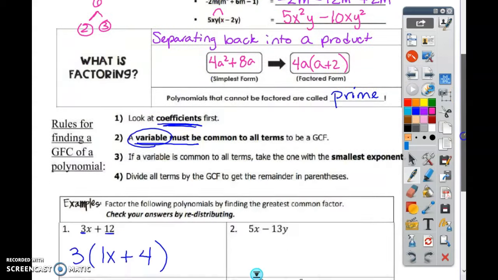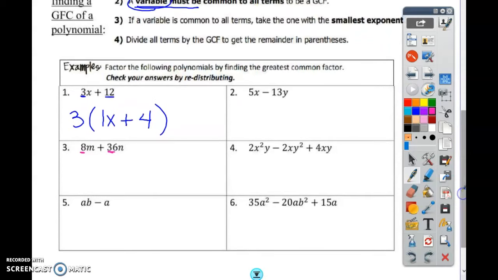Let's go put them over here. So I can take out a 4. Do they have a letter in common? Are these the same? No, so I cannot take out a letter either. Just the number, 4. And again, 8 divided by 4 is 2m, and 36 divided by 4 is positive 9n. Okay? Finished.